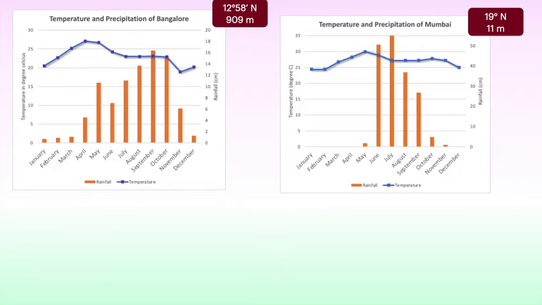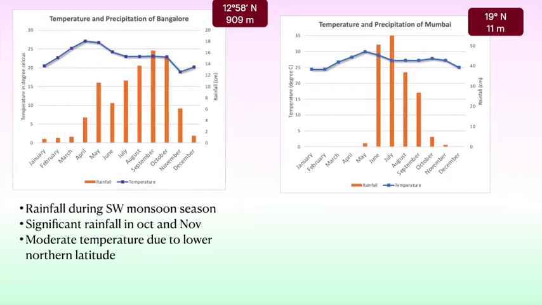The first place is Bengaluru. Bengaluru is situated at 12 degrees 58 minutes northern latitude, at a height of 909 meters above mean sea level. Now look at the graph. For each and every city you have to conclude how temperature varies, what its extremes are, how it varies over different months, and what the rainfall pattern is in different months. These are the broad conclusions we can arrive at for each place.